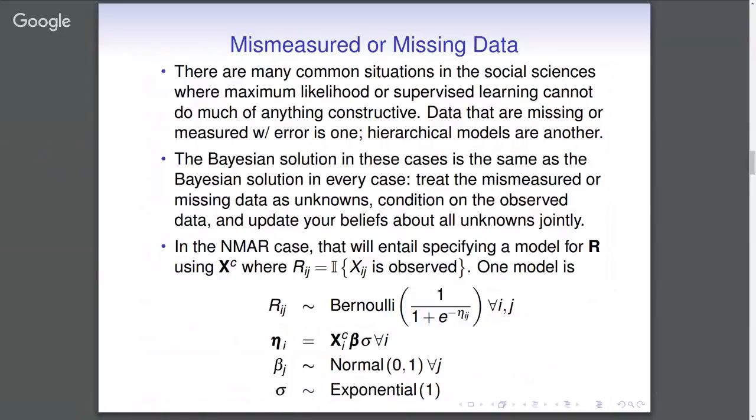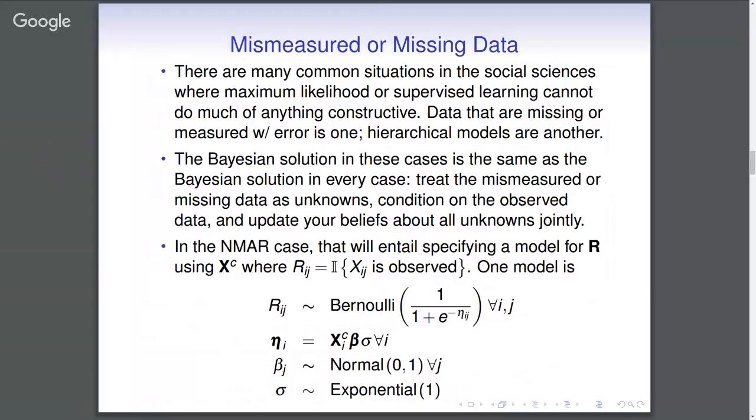So there's lots of situations in the social sciences where maximum likelihood supervised learning really just can't do anything constructive or get going. And two of those, although they're very common, are situations where the data are missing or otherwise measured with error. Hierarchical models is another one. What you typically see, I mean, we saw already, there's sort of very weird hierarchical models from a frequentist perspective, from a supervised learning perspective. The most typical thing to do is just do 1 lasso per group. But there's not really a notion of partial pooling.